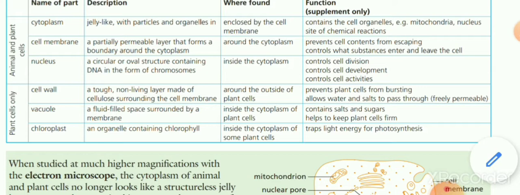Why does the plant cell need a vacuole? Plants contain salts and sugars, and the vacuole helps to keep the plant cells healthy. They store salts and sugar, and their role is to feed the plant cells when they need feed. Next is obviously the chloroplast.